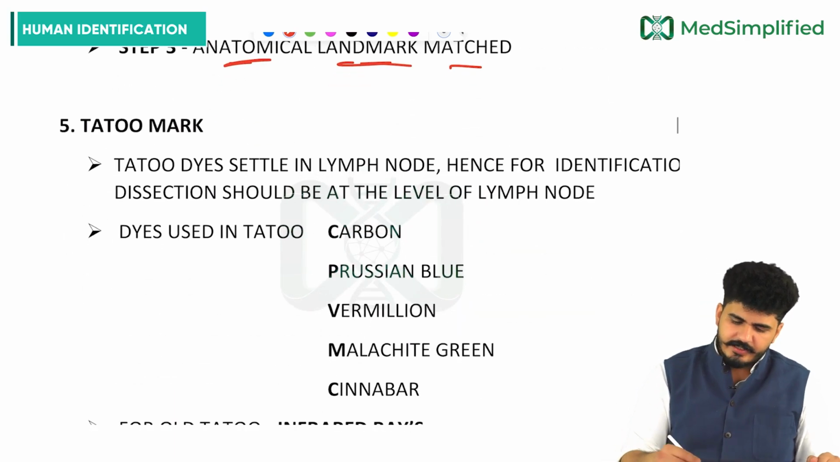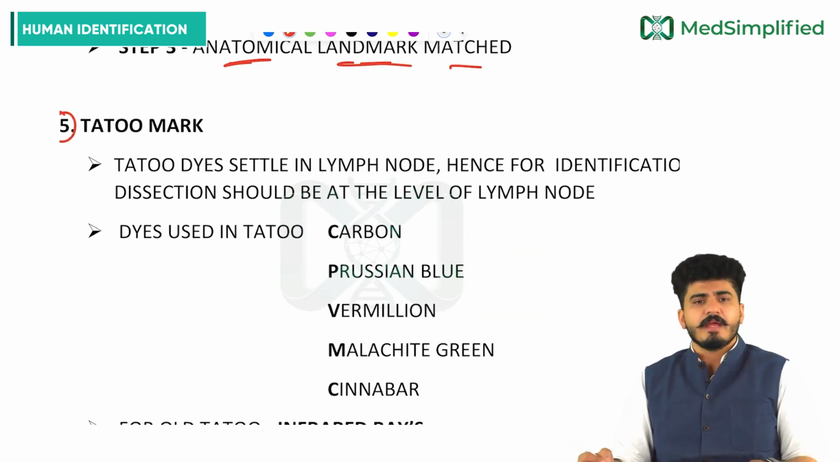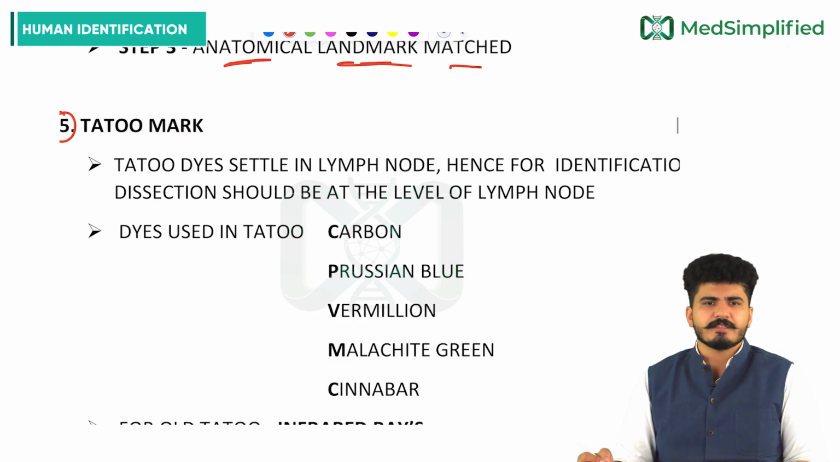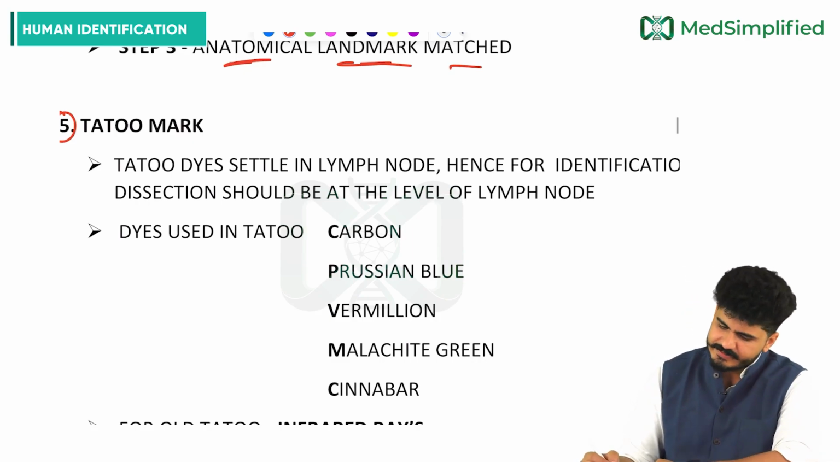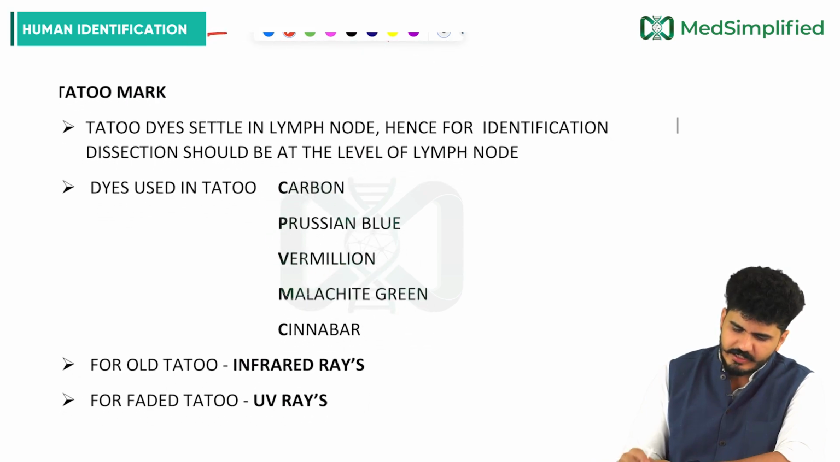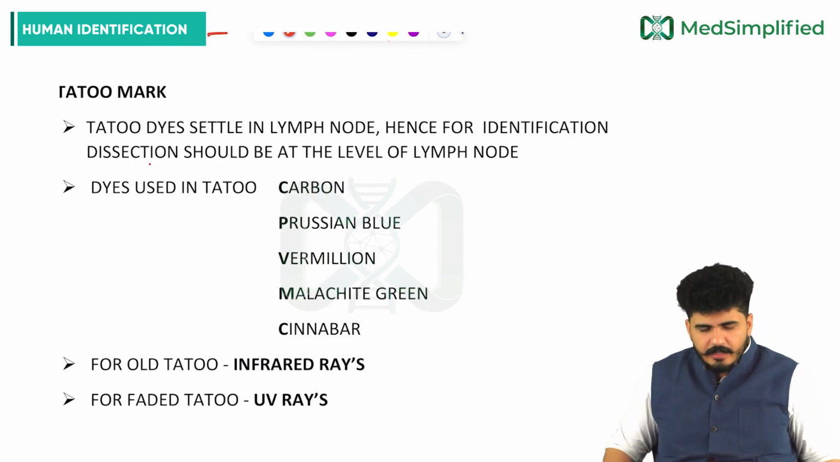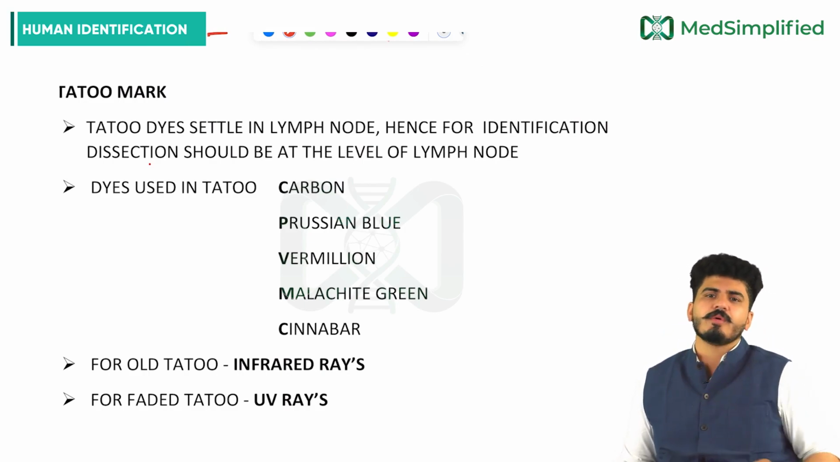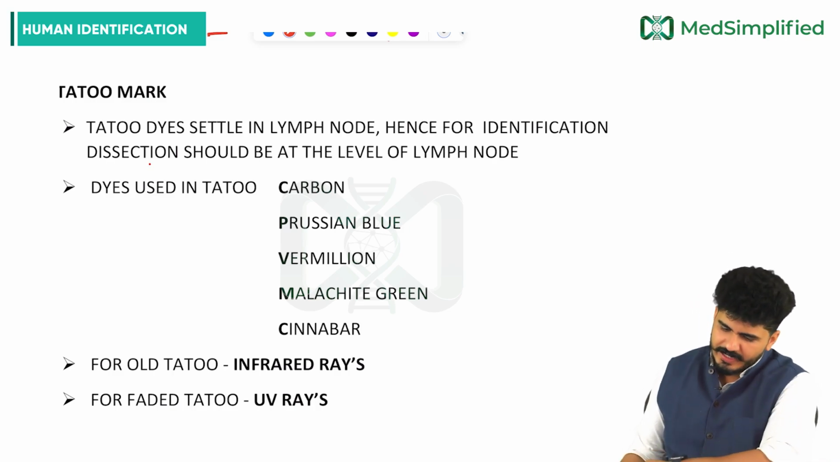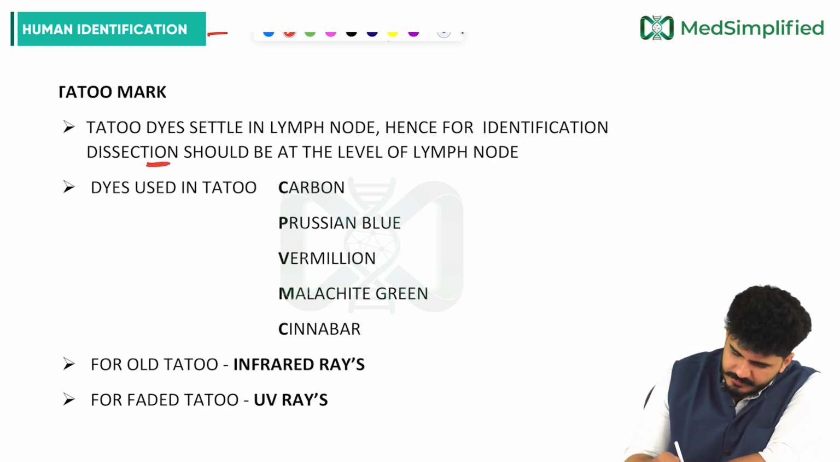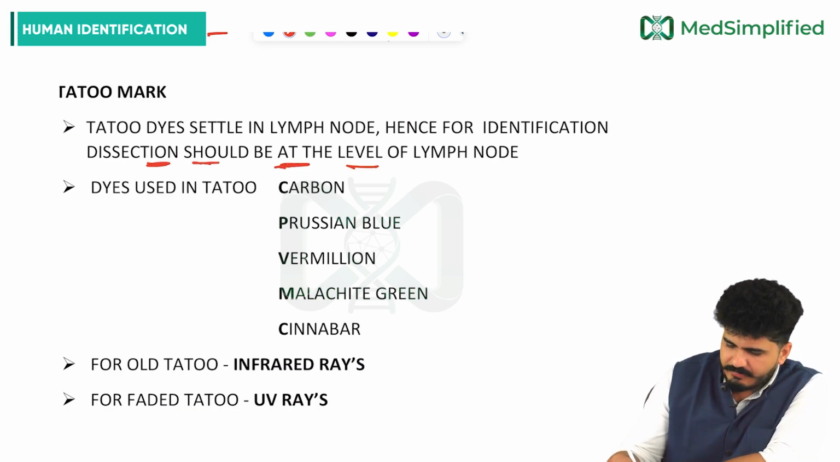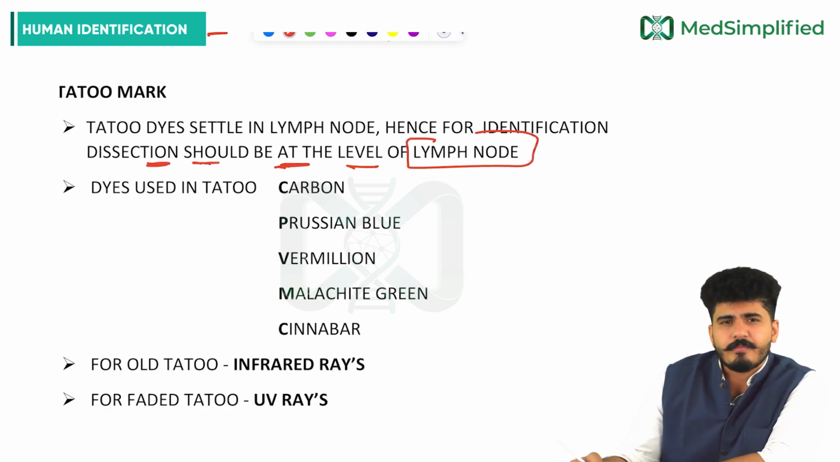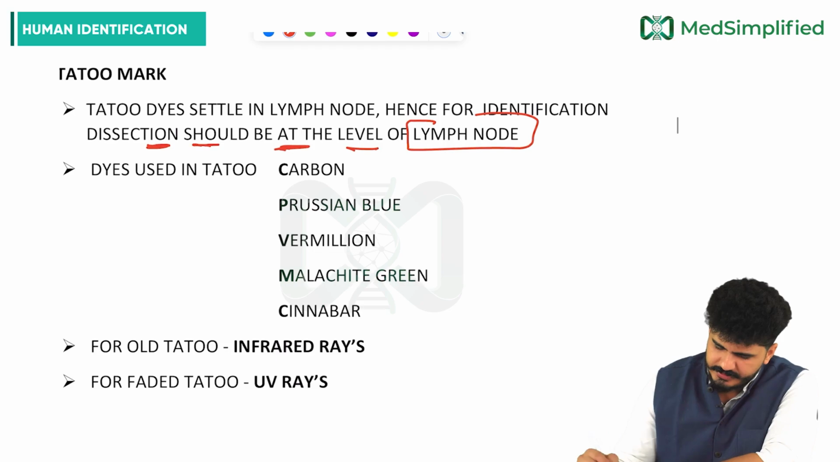Coming to the next thing, the tattoo mark. Tattoo dye settles in the lymph node. After death, if a body is burned completely, you can't find a tattoo on the body, but on the lymph node you will see the tattoo. Hence, for identification, the dissection should be at the level of the lymph node. Now, what are the dyes used in the tattoo?